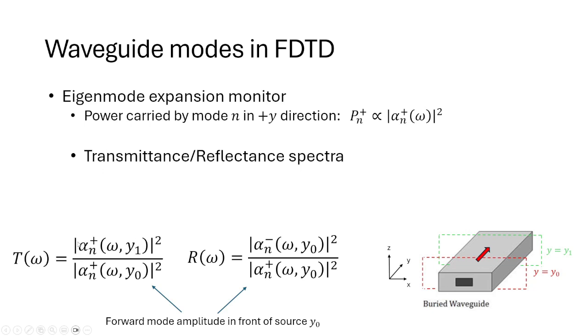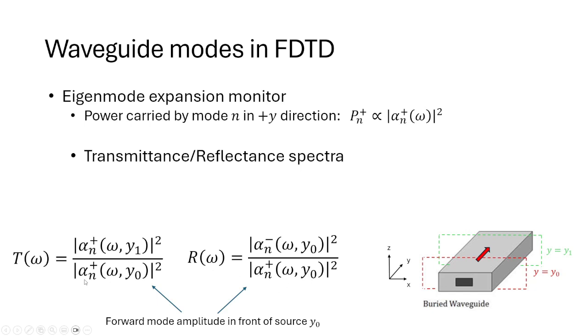So we have the mode amplitude at y1 absolute value squared in the positive direction, normalized by the mode amplitude at y0, so that's just in front of the source position, squared. And for the reflectance, we have the mode amplitude in the minus y direction, again in front of the source at y0, divided again by the source traveling in the positive direction.